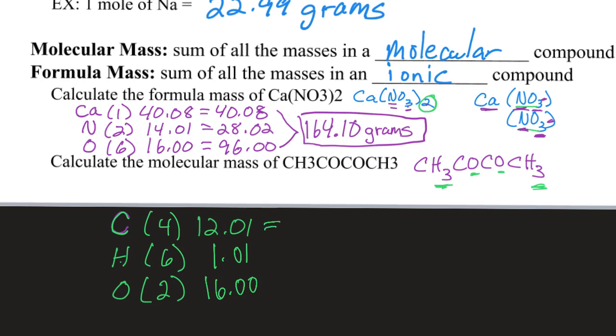So now I'm going to multiply and find out how much I have of each element. 4 times 12.01 is 48.04. 6 times 1.01 is 6.06. And 2 times 16 is 32. And now I'm ready for my total. Put those in the calculator.